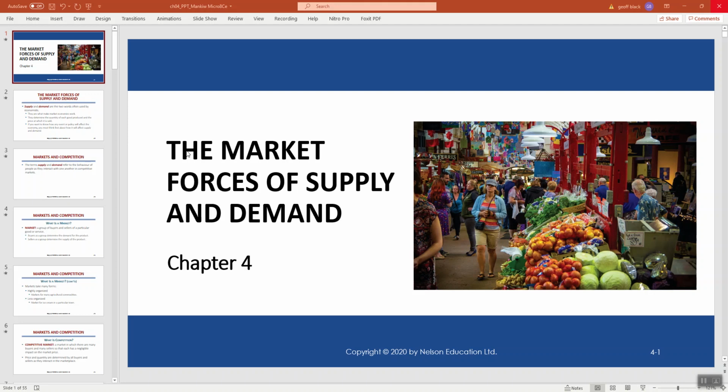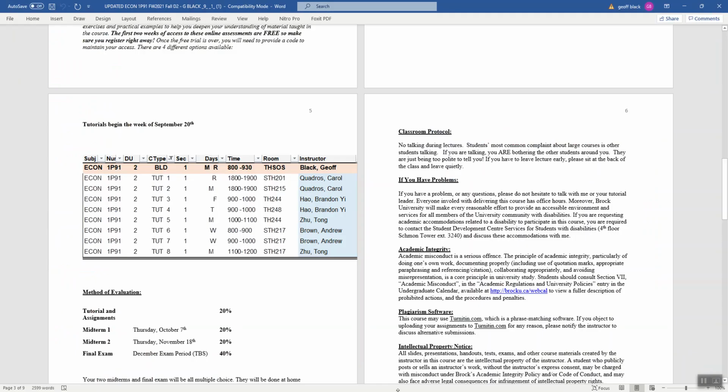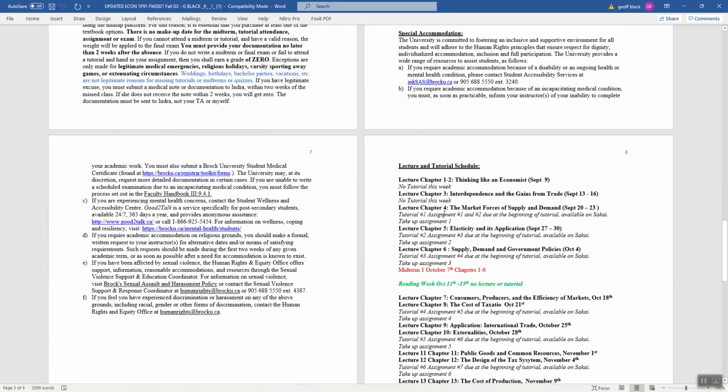All we need to get through, if we look at our outline, is, so here we are, right? The week of September 20th through 23rd. We just have chapter 4. So it's the market forces of supply and demand. So that's what we've got to do for the week. So we've got 3 hours or two 1.5 hour sections. I'm pretty confident I can knock it off in under 2 hours. So that's what I'm going to attempt to do today in this presentation.